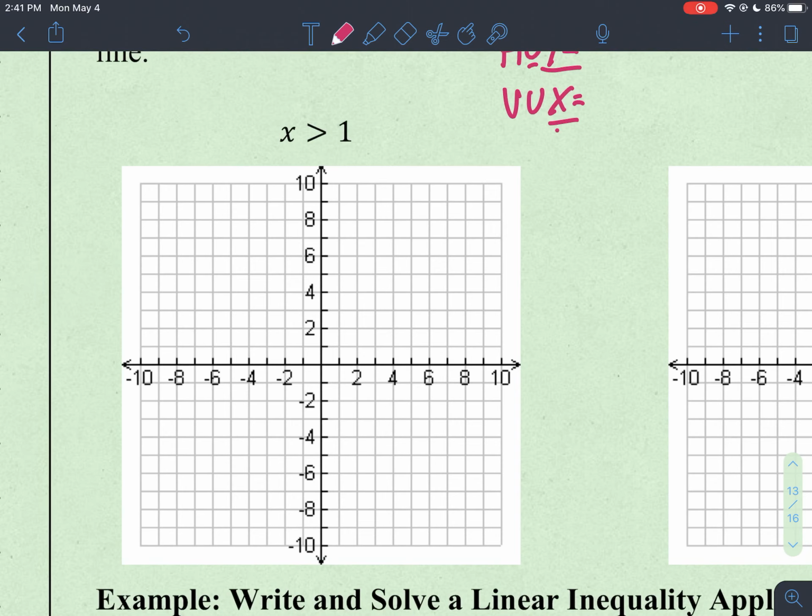X is greater than 1. X is, so we're dealing with a vertical line. X is greater than 1. Now this is going to be a dashed line. So it's all going to fall on this line right here.